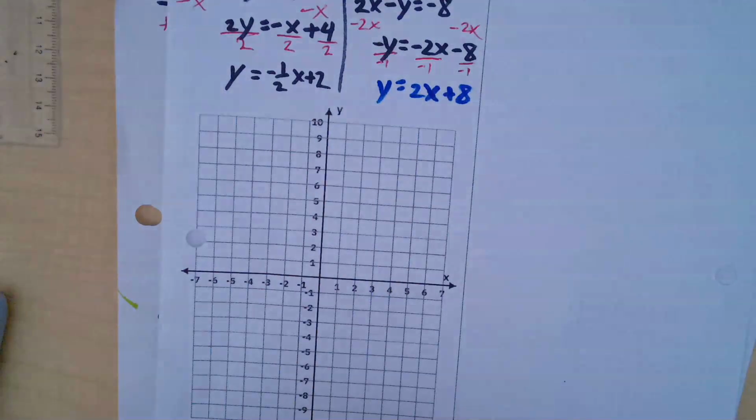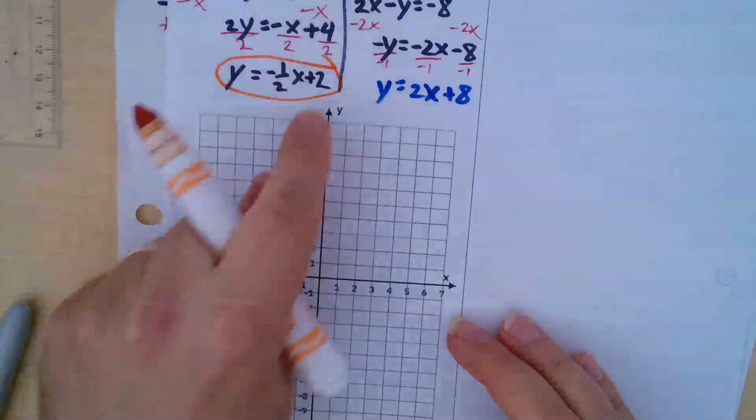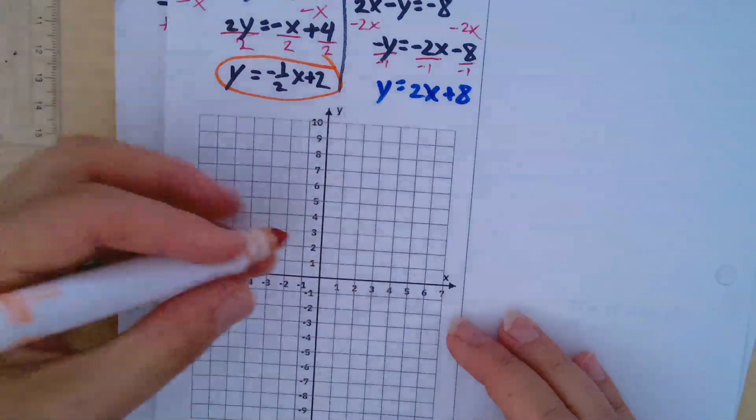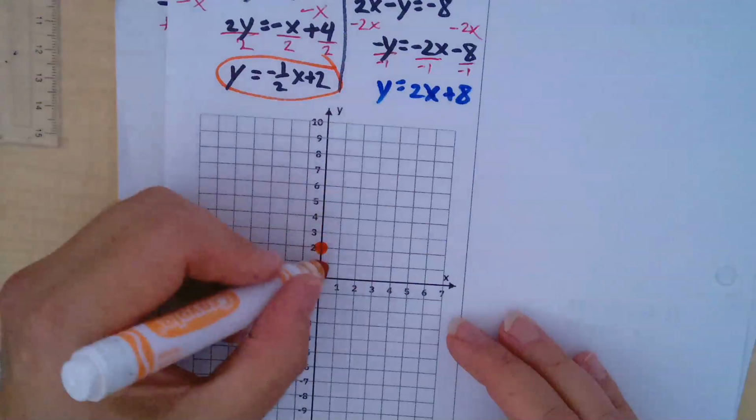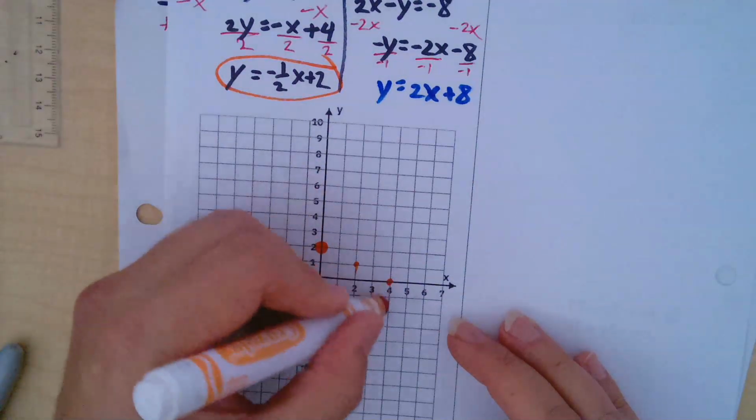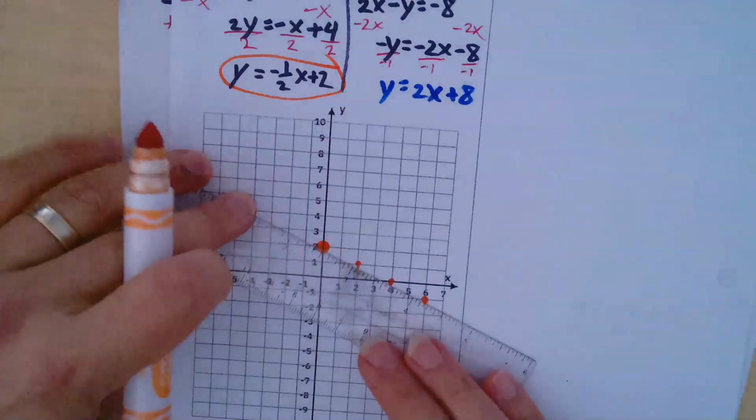Okay, so let's graph these two equations. This first one, I'll graph it in orange. My y-intercept is at 2, so I'm going to put a dot at 2, and my slope is negative 1/2. So I go down 1, over 2, down 1, over 2, down 1, okay? And I can graph this.